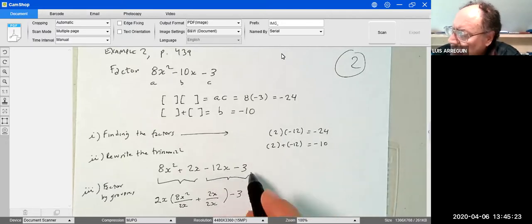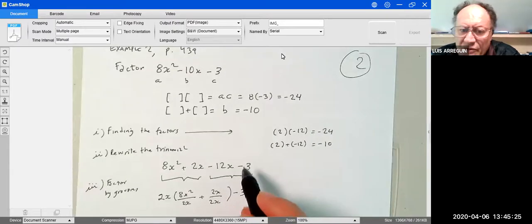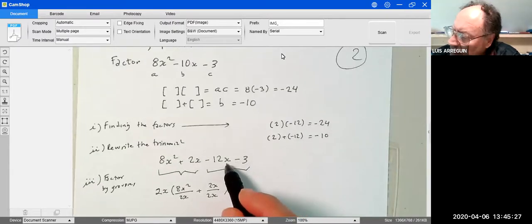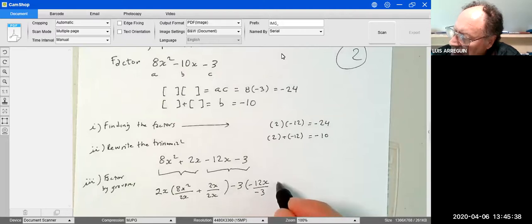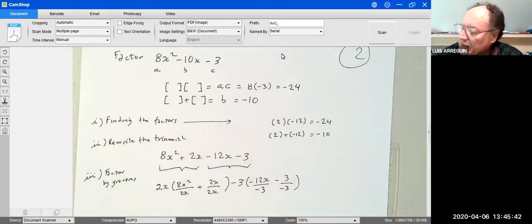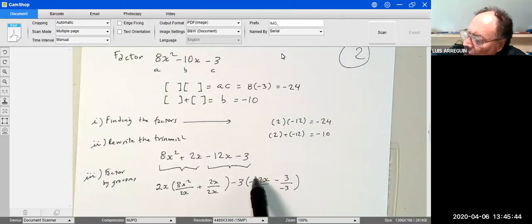For variables, we don't have a greatest common factor because the variable x only appears in one of the terms. It doesn't appear in the other term, so that's the reason we don't have a variable here. So we just write negative 12x over negative 3, negative 3 over negative 3. Anytime we divide the group by the corresponding greatest common factor, then we just simplify.